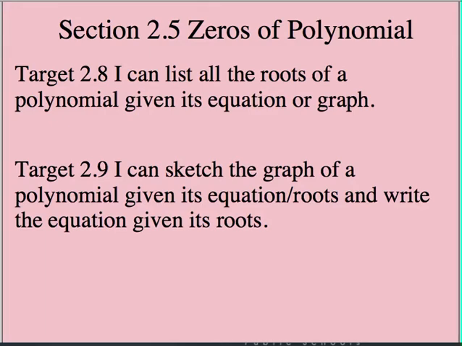This video is going to cover section 2.5, zeros of polynomials, and it's going to cover targets 2.8 and 2.9: listing all the roots of a polynomial given its equation or graph, sketching the graph of a polynomial given its equation, and then writing the equation given its roots.